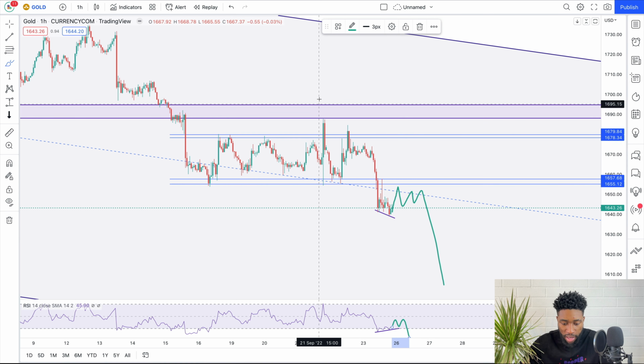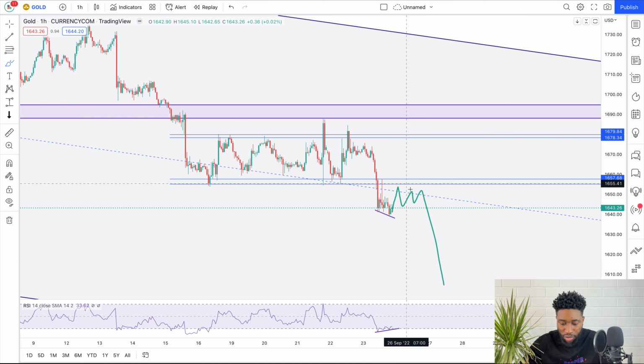This heavy volatile move here was a result of the interest rate decision on Thursday last week. The United States increased their interest rates by 75 basis points yet again. That's the reason why we had this massive volatility with this bearish move, a bullish move, and then a bearish move, before we eventually had this bearish breakout on Friday. So this is something I'm watching out for.